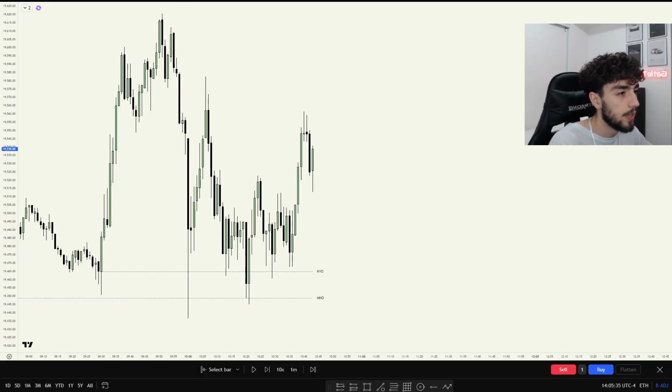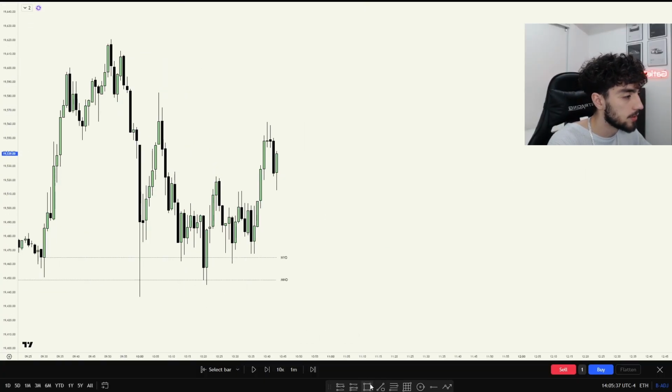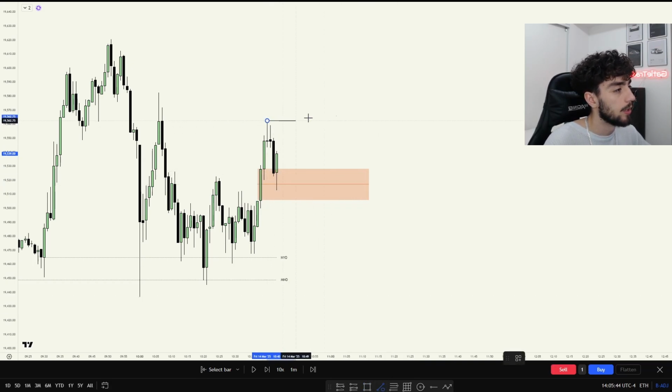Okay, we're going to start off with some very, very simple basic examples just to get you guys familiar with the concept. So over here, we have an internal range liquidity pool, and we have external range liquidity right here.